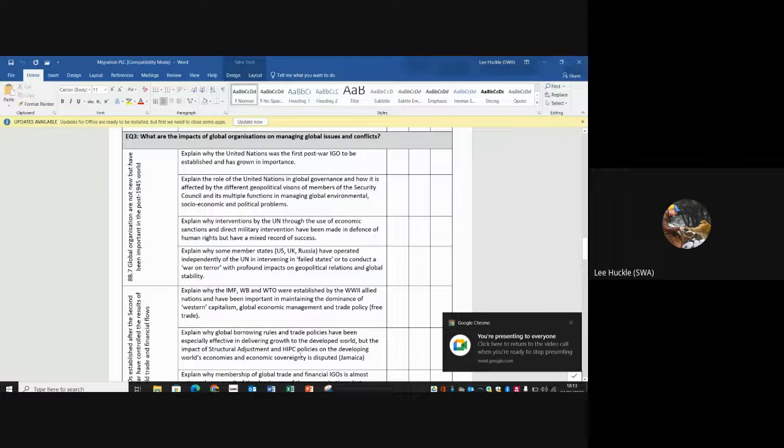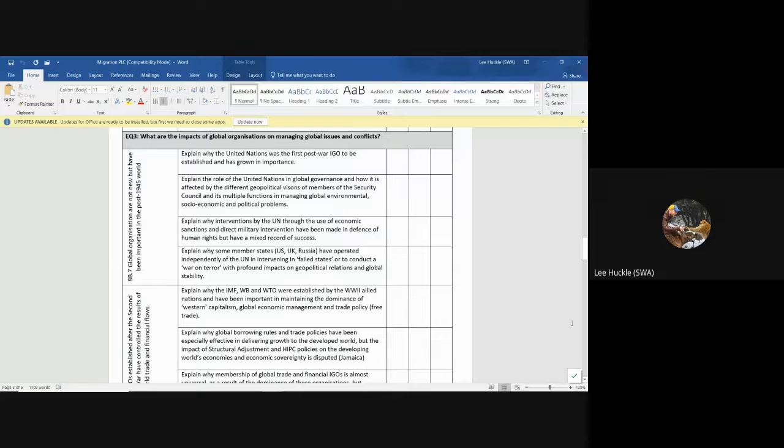Okay, folks, so this is the Job Pod revision recording for inquiry question 3 of the Migration, Identity and Sovereignty unit. So let's go first of all to the pupil learning checklist, which is linked to the spec. Here you can see inquiry question 3, the question itself. What are the impacts of global organizations on managing global issues and conflicts?